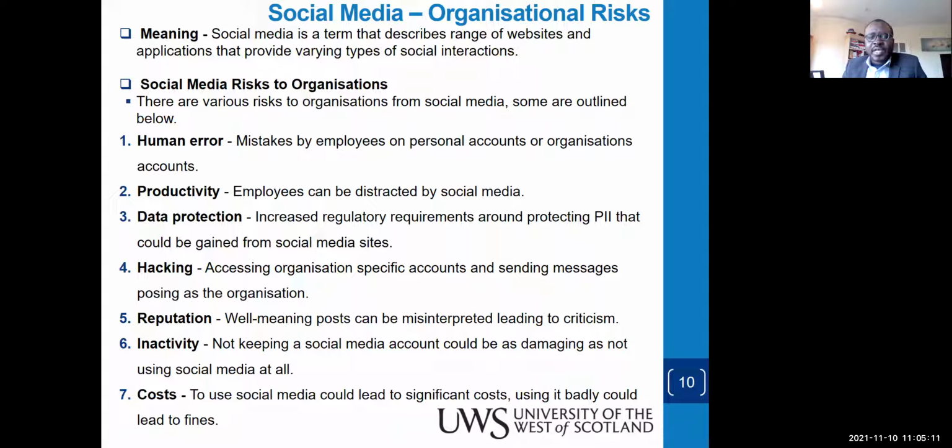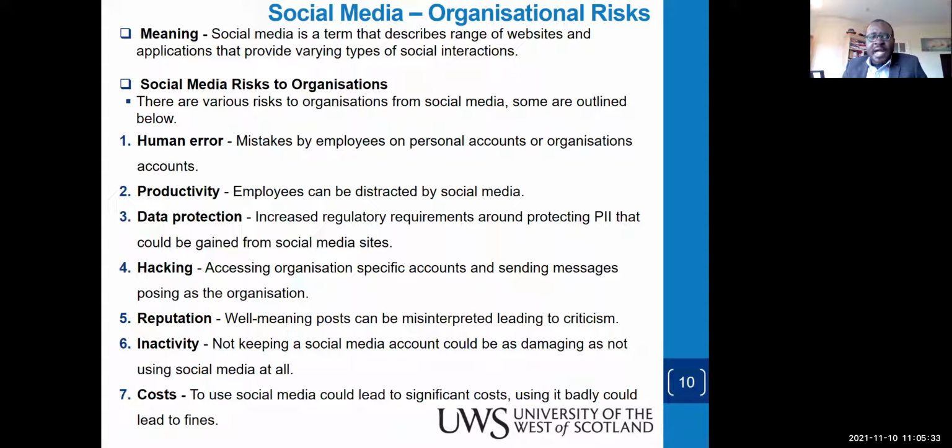And also data protection. Increased regulatory requirements around protecting personally identifiable information that could be gained from social media websites. So the reality here is that people are going out there looking at social media, picking information about organizations and pumping it out.